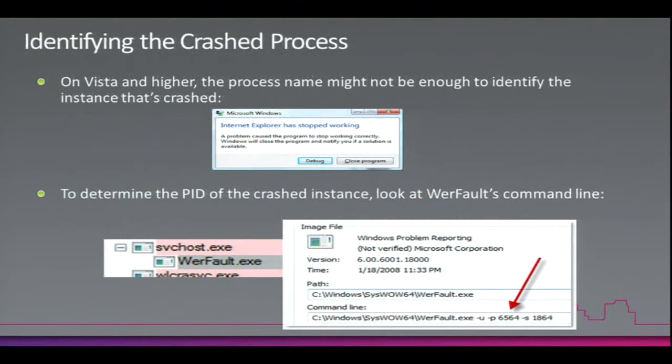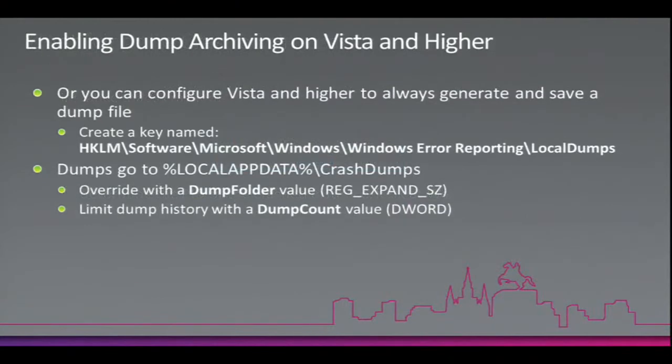The other thing you can do is enable dump archiving on Vista and higher. And this is what I recommend you do with all your systems in your network, your client systems, if you're Win 7 or Vista, is to go set this registry key, HKEY_LOCAL_MACHINE\Software\Microsoft\Windows\Windows Error Reporting\LocalDumps. All you have to do is create that key, and then Windows is going to save crash dump files in the user profile directory. That way, if you're getting crashes on your system, you can go back and see if there are older ones that can give you more information.